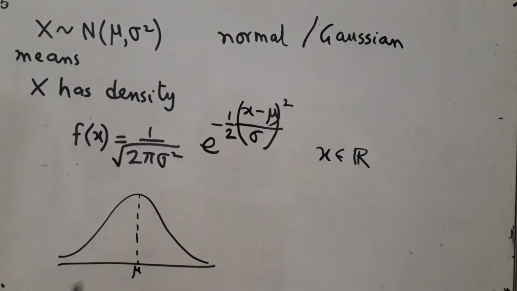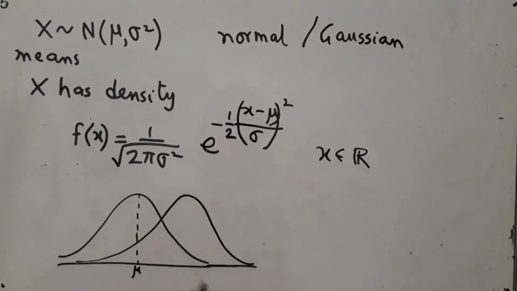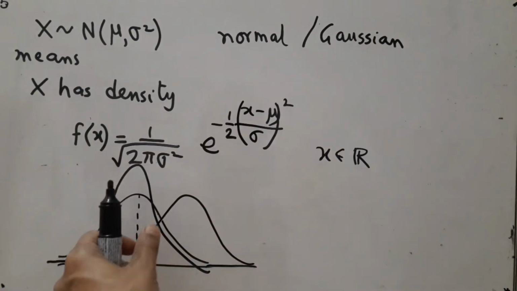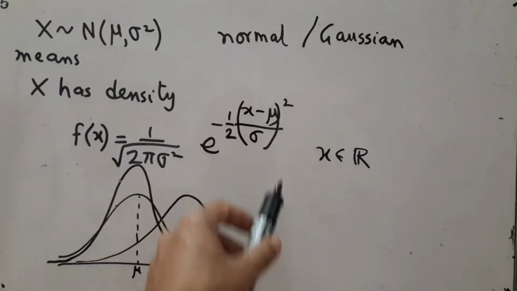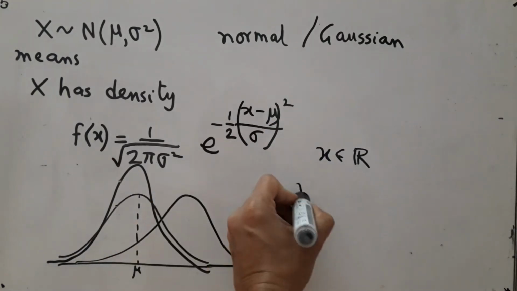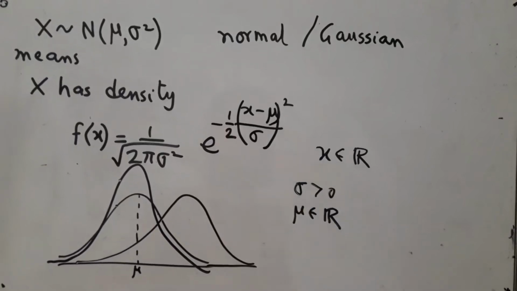So if you increase mu, then your graph will move towards the right. If you decrease mu, it will move towards the left. The same shape, just translating left and right. Now if you keep mu fixed and decrease sigma, the graph will look like this. So it will become more peaked. This is for smaller sigma, this is for larger sigma, and here sigma always occurs as a square. So we shall assume that sigma is positive and mu can be anything in R.